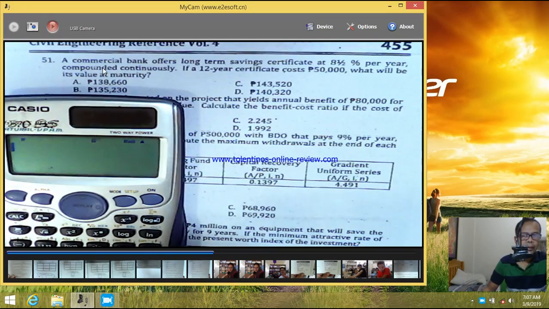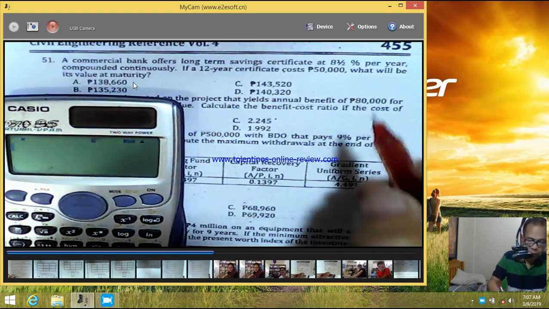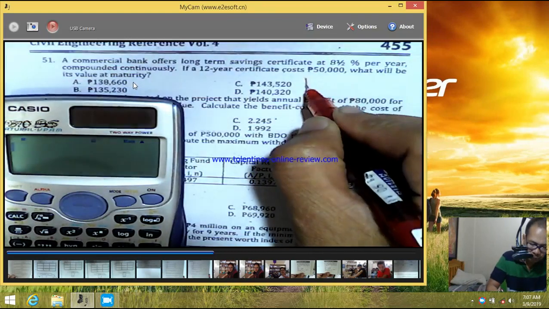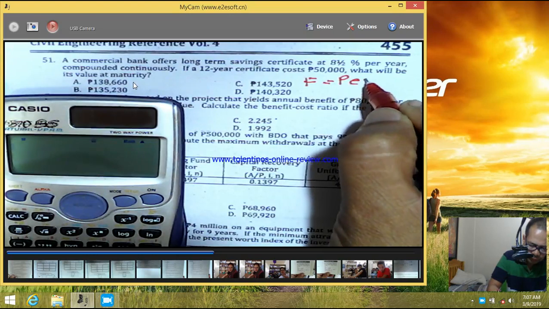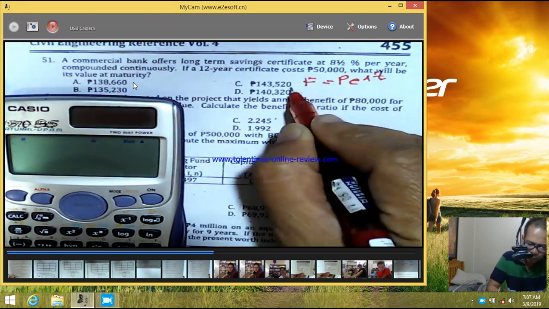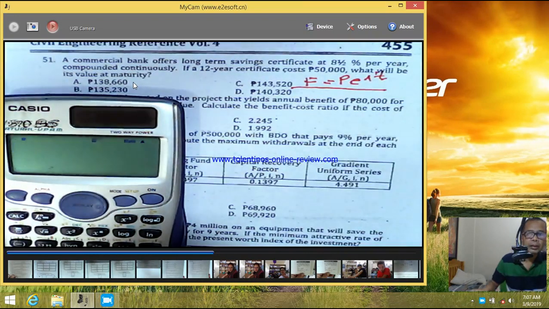A commercial bank offers a long-term savings certificate at 8.5% per year, compounded continuously. If a 12-year certificate costs 50,000, what will be its value at its maturity? Now remember, F is just equal to P e to the IT, for a compound interest.